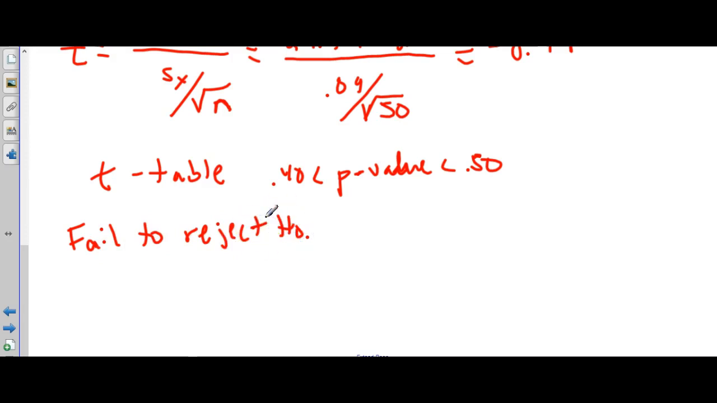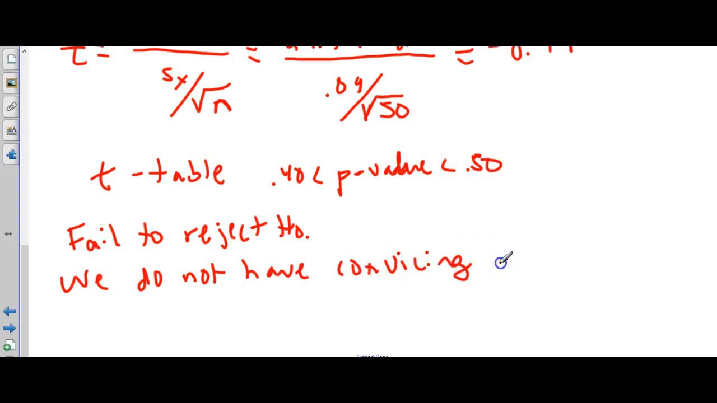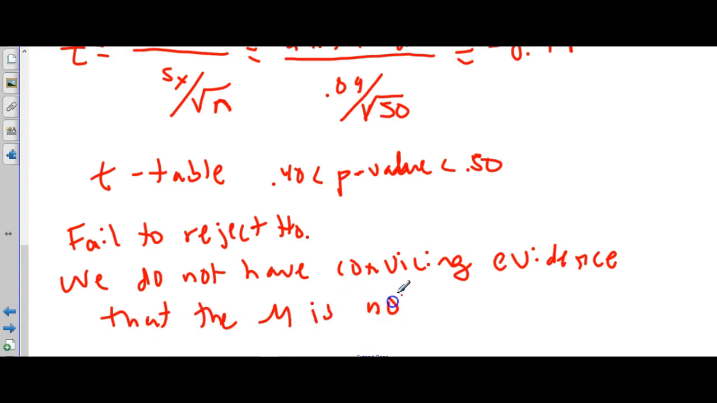So do we have convincing evidence that the mean width of cubes is not 29.5? We do not have convincing evidence that the population mean, mu, is not 29.5 millimeters. In other words, even though the average for these 50 cubes was not 29.5 exactly, it was a little bit less than that, it's not that different from the population mean of 29.5. This is just variability that we'd expect to see from sample to sample based on samples of size 50.